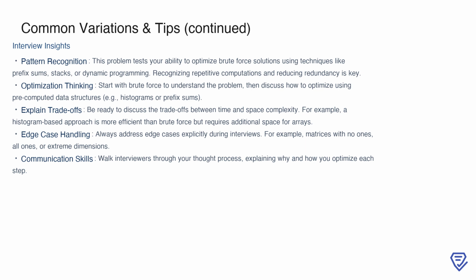Another critical skill is optimization thinking. You can start by explaining a brute force solution to demonstrate your understanding of the problem, then transition into how optimizations like pre-computed data structures, such as histograms or prefix sums, can save time. Be prepared to discuss trade-offs between time and space complexity. For instance, while a histogram-based approach is efficient, it requires additional space for arrays.